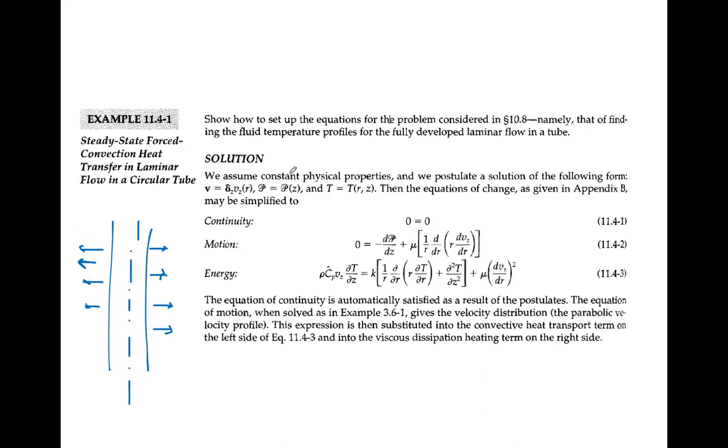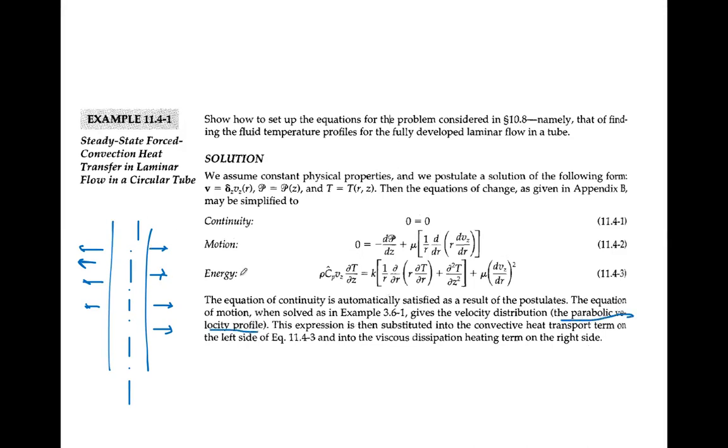So the first one, you can use the equation of continuity. Again, we still use continuity, and you see that the equation of continuity is automatically satisfied by the postulate. The second one, with the equation of motion, if you look at appendix B, maybe B5 or B6, you will end up with this one. The equation of motion will give the velocity distribution, the parabolic velocity profile. I think you know the parabolic velocity profile already.